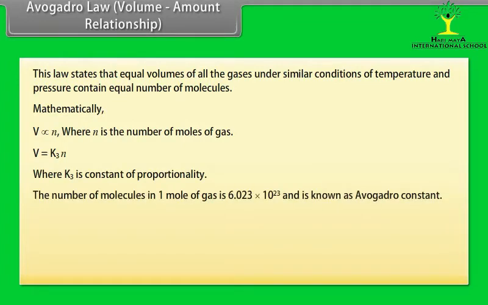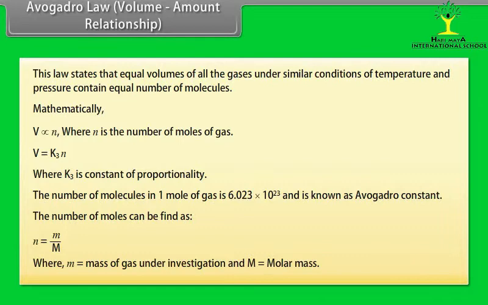The number of molecules in 1 mole of gas is 6.023 into 10 raised to the power 23 and is known as Avogadro's constant. The number of moles can be defined as n is equal to m by M, where m is equal to mass of a gas under investigation and M is equal to molar mass.